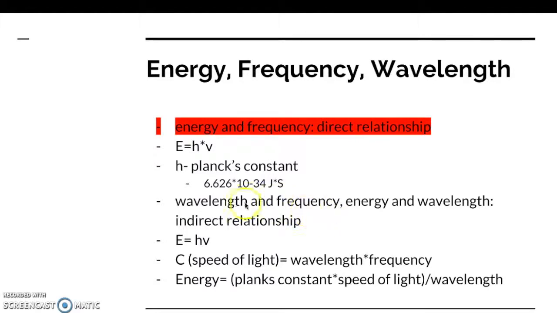Okay, so wavelength and frequency, and energy and wavelength, they all have indirect relationships. So this is another formula. Energy equals Planck's constant, which is right here, times the wavelength. And also c, which is the speed of light, equals wavelength times frequency. And this formula right here is the same as this one.